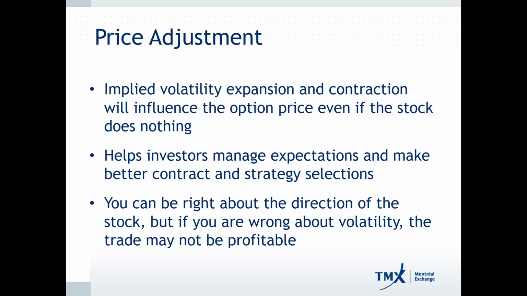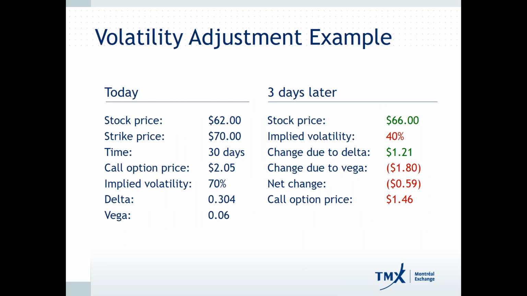And the next, how about your price adjustment? Well, implied volatility expansion and contraction will influence the option price. I'll explain this with an example in just a moment. But it helps investors manage expectations to make better contract and strategy selection. You can also be right about the direction of a stock, but wrong about the volatility, and the trade may not be profitable. So let me give you an example.